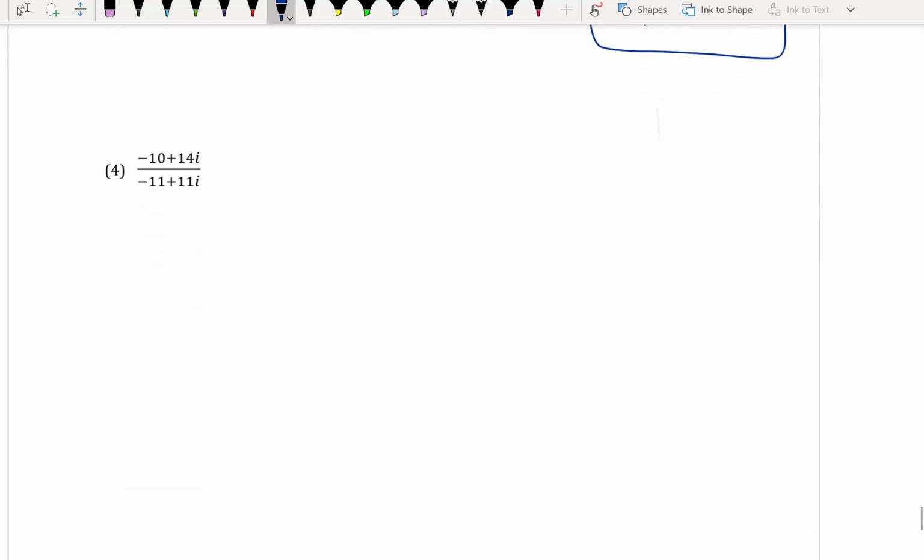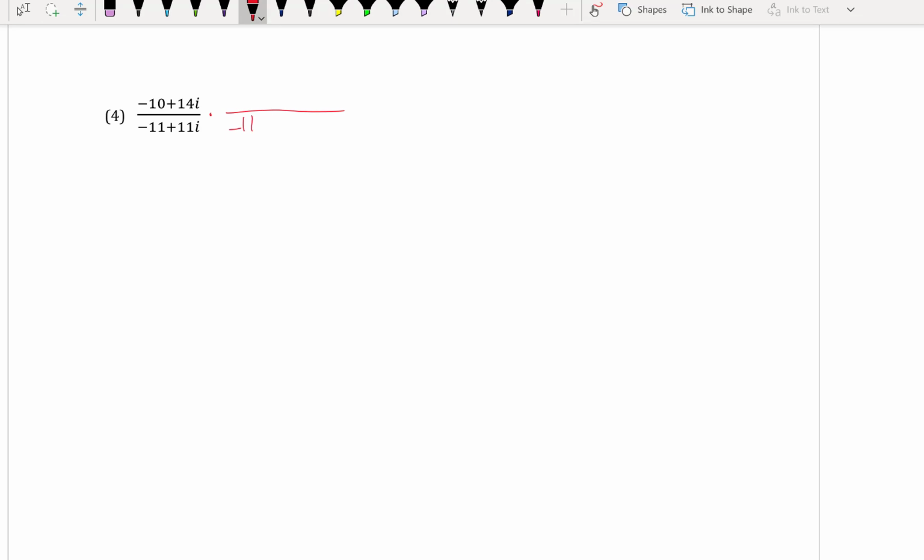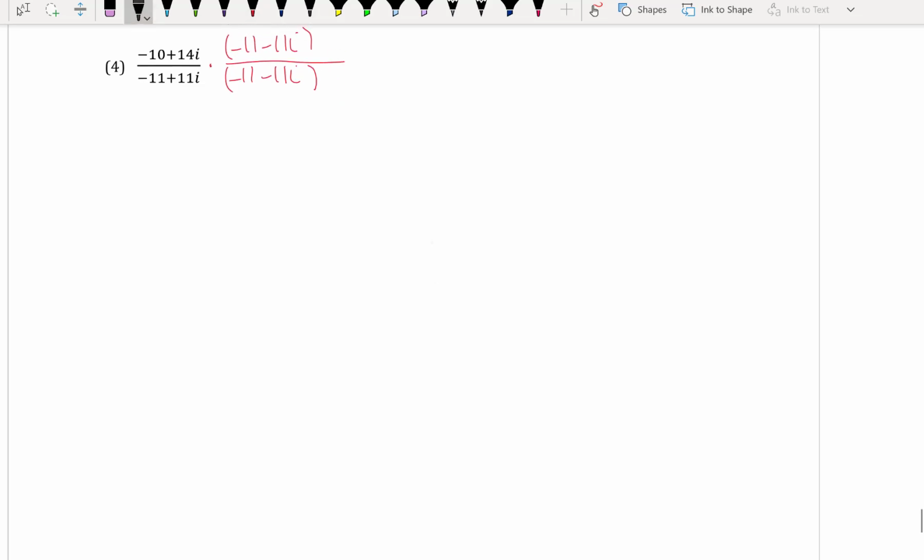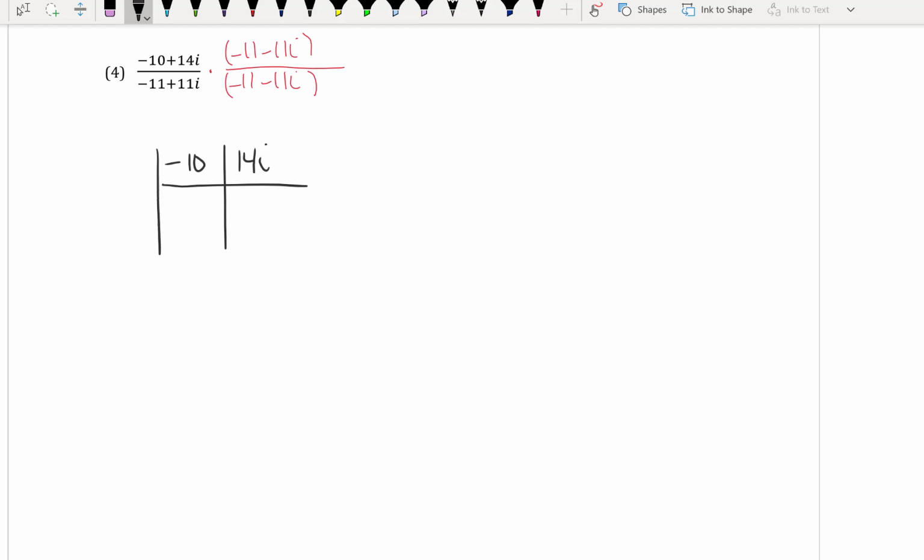So let's take a look at this again. So let's look at number 4. So here, let's think about multiplying by the conjugate. So -11 minus 11i. I think here, because there's so many 11s and i's, I'm going to do the box method. I think that's going to help me to be a little bit more organized. So I have my -10, and I have my 14i. I also have my -11, and I have my -11i.